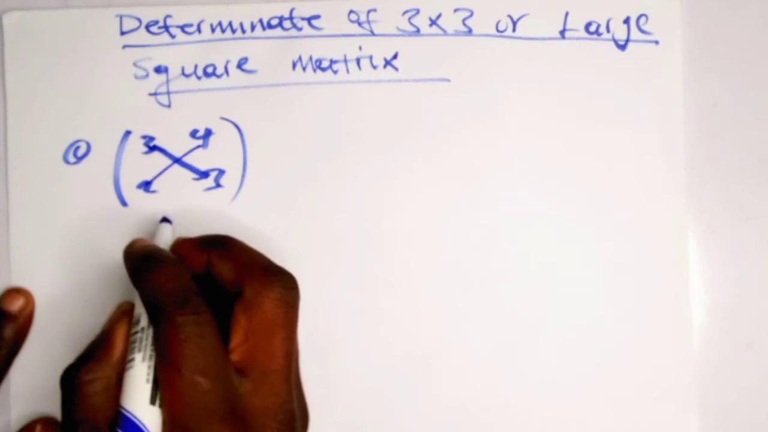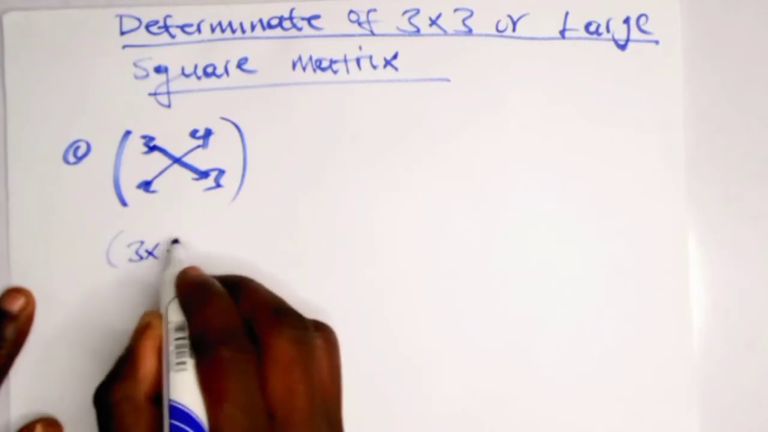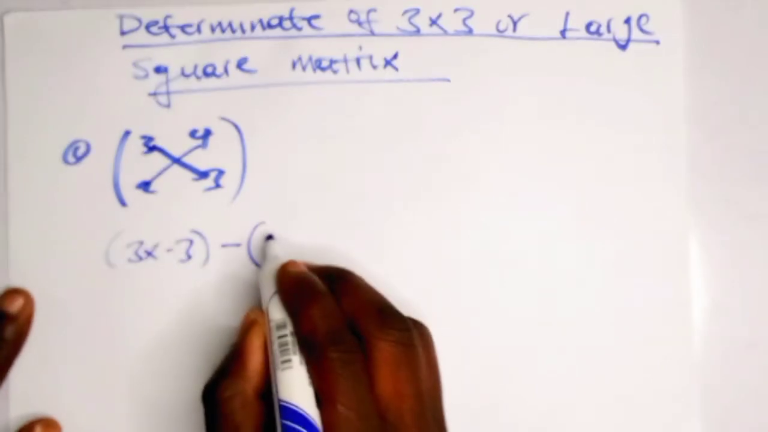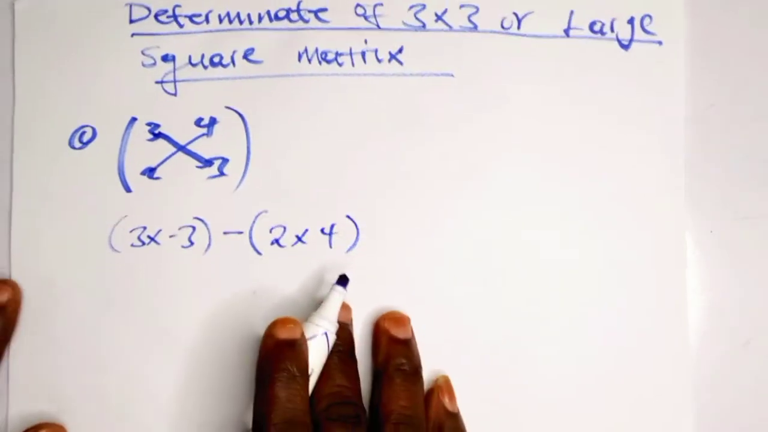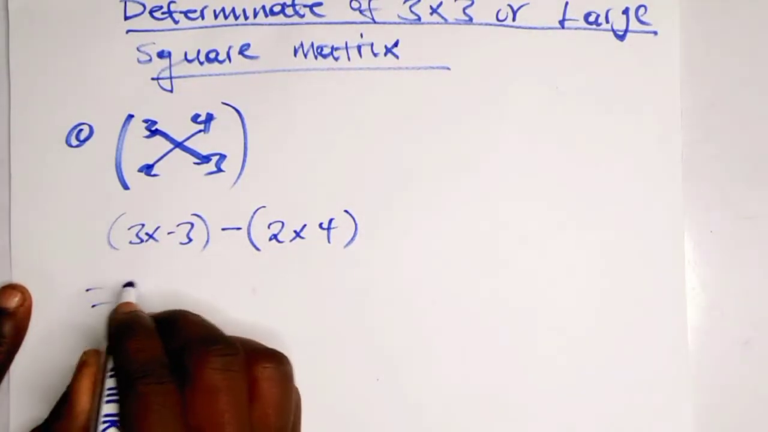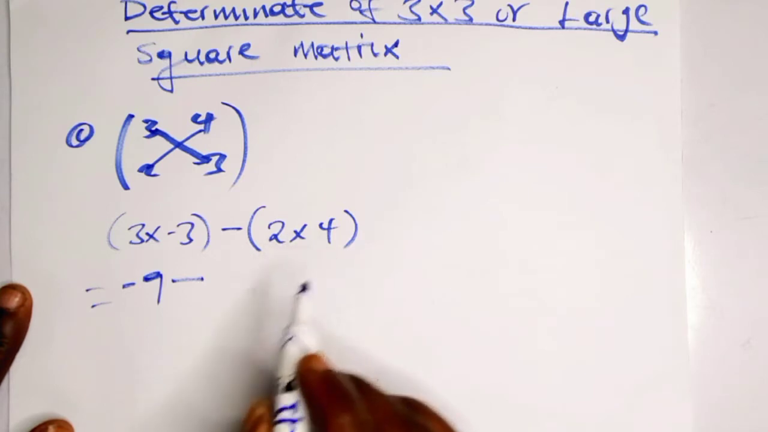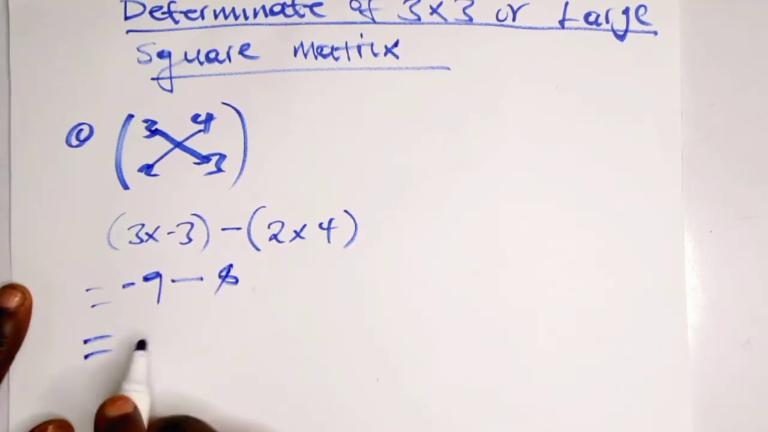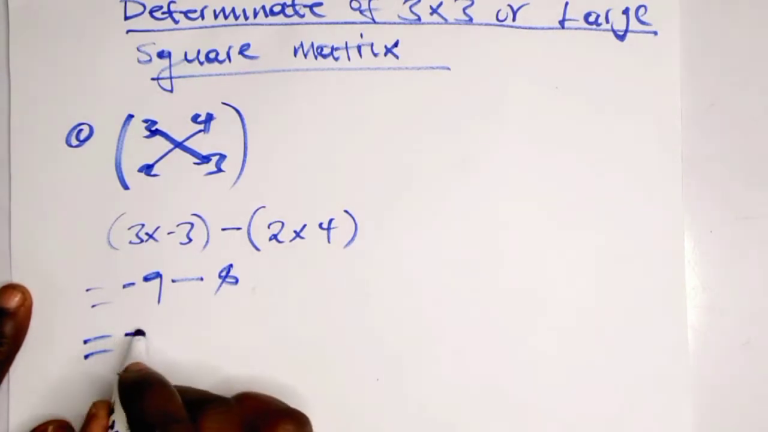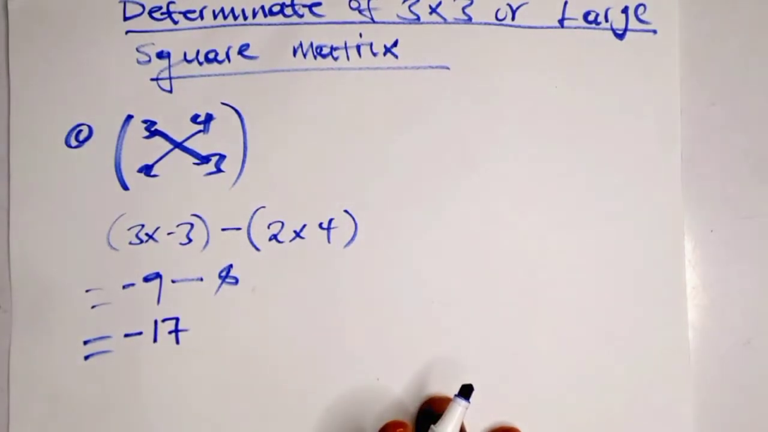You multiply the major diagonal and the minor diagonal, then you subtract. So you're going to do 3 times negative 3, minus 2 times 4. 3 times negative 3 is negative 9. Here it is minus, so 2 times 4, which is 8. Then negative 9 minus 8, and here we're going to have negative 17. So this is the determinant of a 2 by 2 matrix.